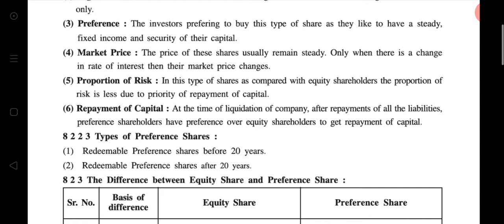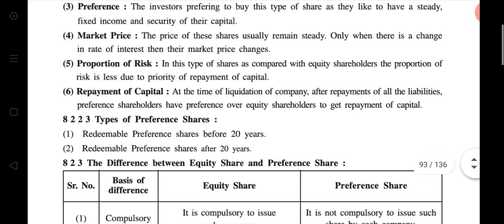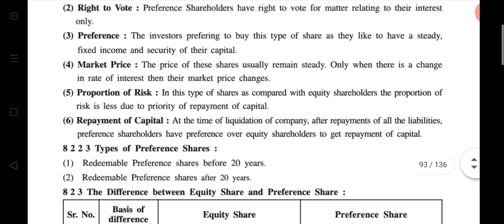Then the sixth one is the repayment of capital. At the time of liquidation of the company, after repayment of all the liabilities, preference shareholders have preference over equity shareholders to get repayment of capital. That means compared to the equity share capital, preference capital is repaid first.